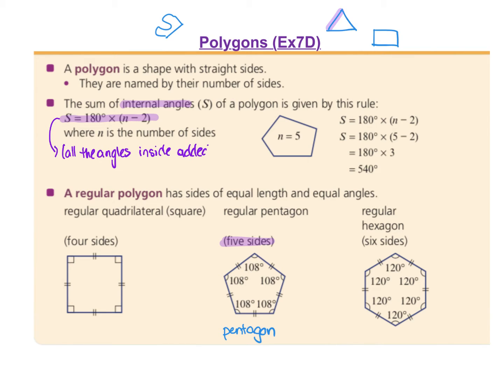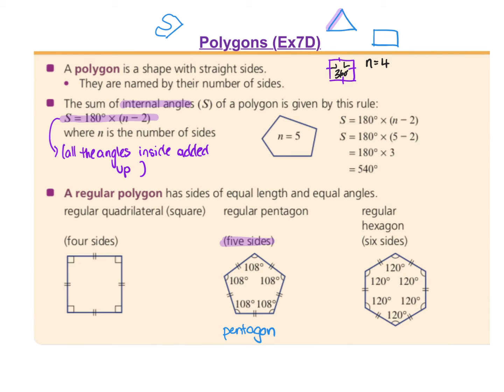So we could use this formula. We know that a square, how much do the angles inside a square add up to? You guys know this. No, all of them when you add them all up. 360. So how many sides does a square have? 4. We use the letter N to represent how many sides, so I'm going to say it's 4.